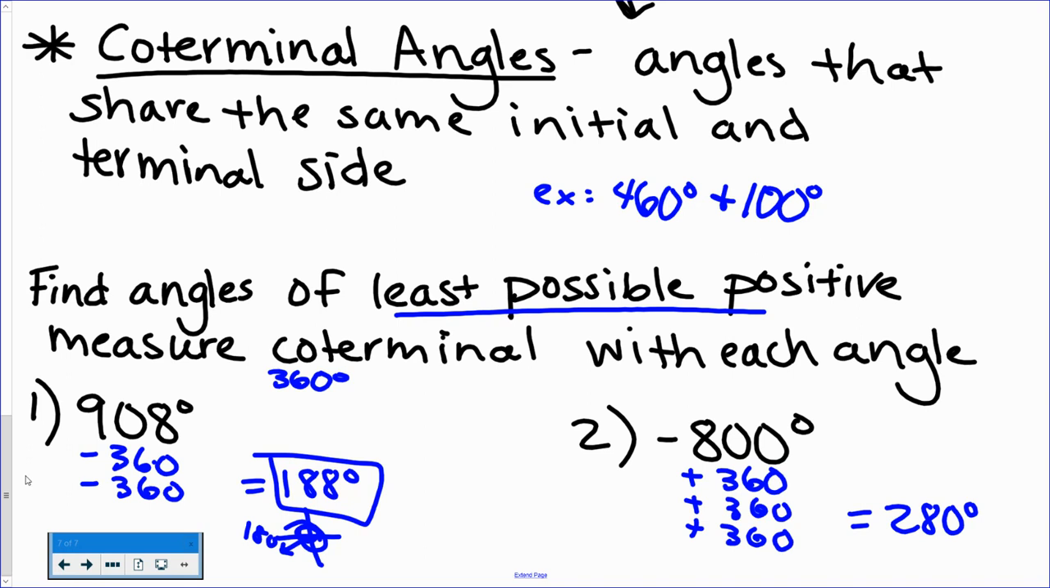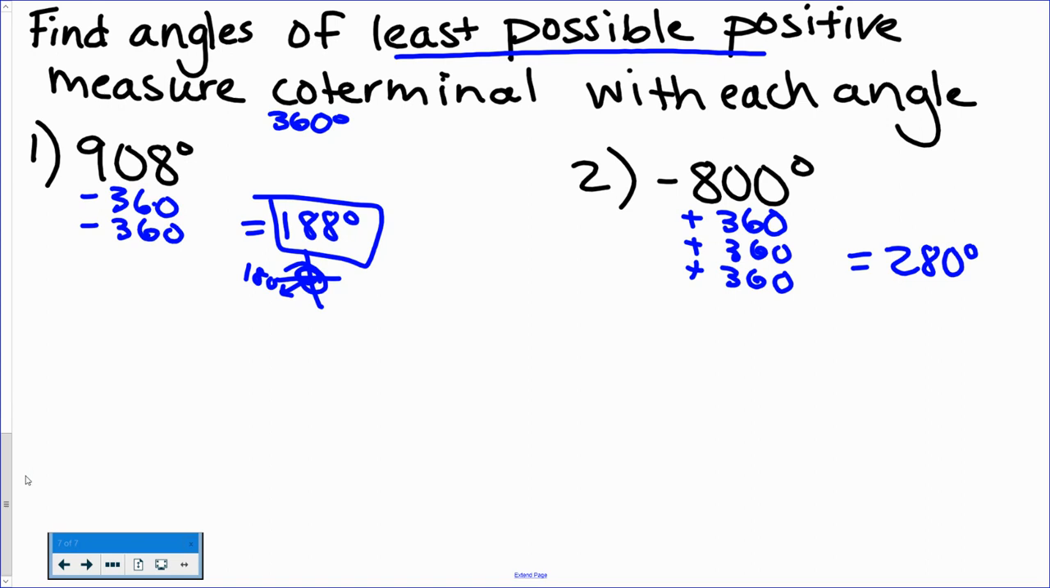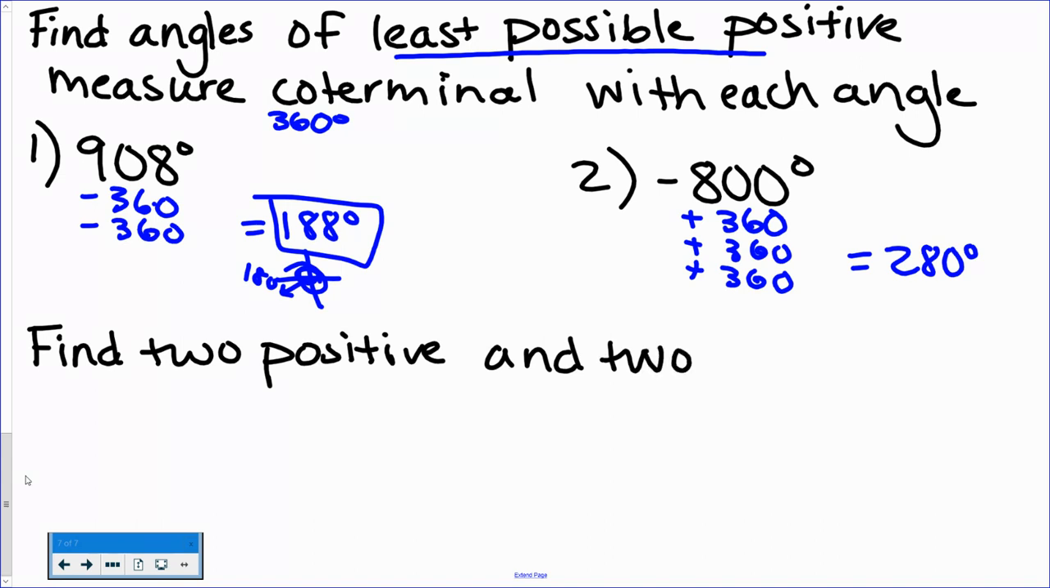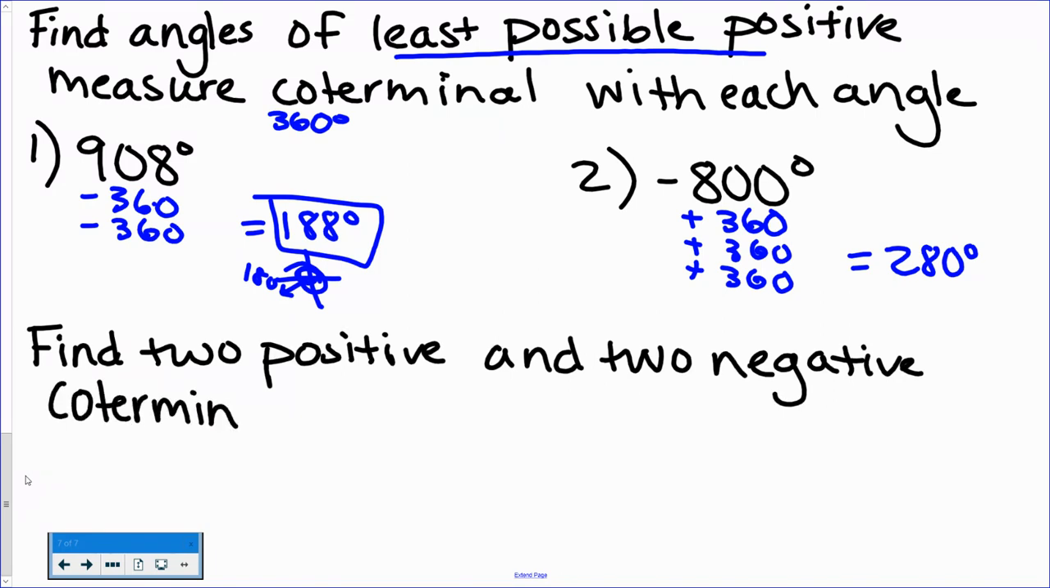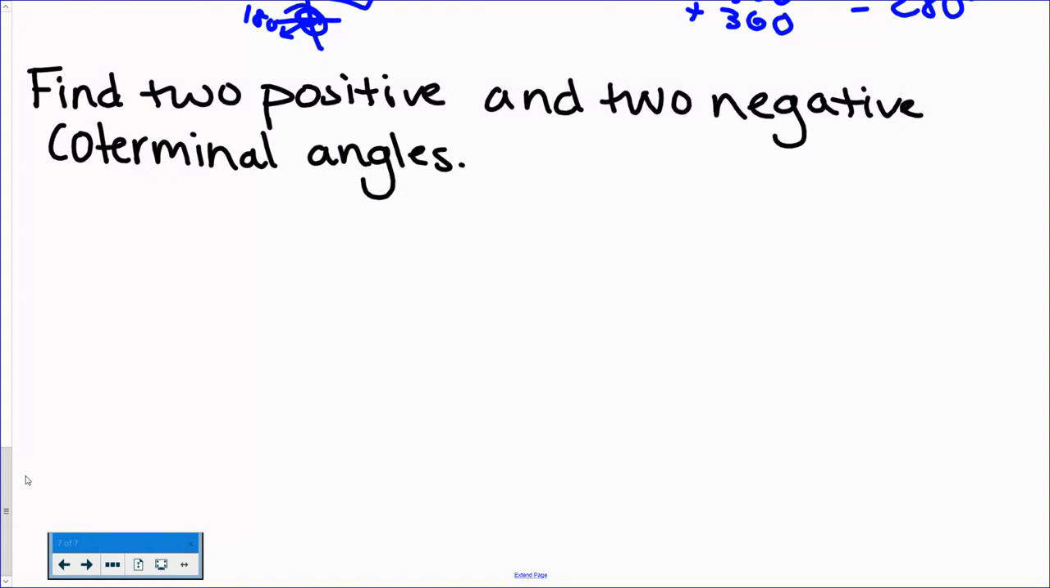Because preferably when we're sketching these things, they all stay within our 4 quadrants one time and we're not going around 3 or 4 times. Okay, the last thing you'll be asked to find, still talking about coterminal angles, is it might say to find 2 positive and 2 negative coterminal angles. So we'll just do one example of this.